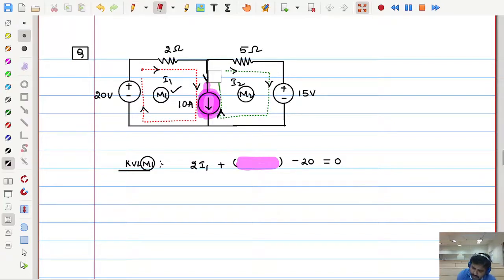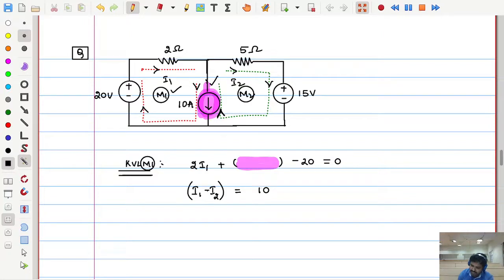If the mesh 2 person is writing, how much is the common branch current? I2 minus I1. That's all. Now, as I am in mesh 1, it's my area, so the common branch current should be I1 minus I2. Now the question is, is my current, I1 minus I2, the same as this best friend's current? Direction. If it is so, you equate that directly.